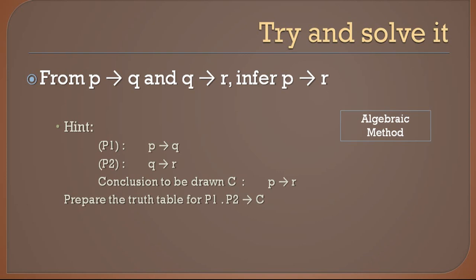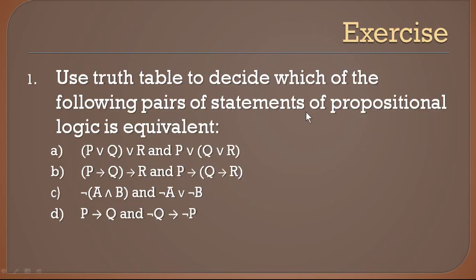Once you do that, you can combine the conclusion, P implies R, by making this part P and this part Q. So you can combine that and try to get the result. See that the final result should be 1. If it is 1, then the conclusion is established. So this is how you are going to do the algebraic method.